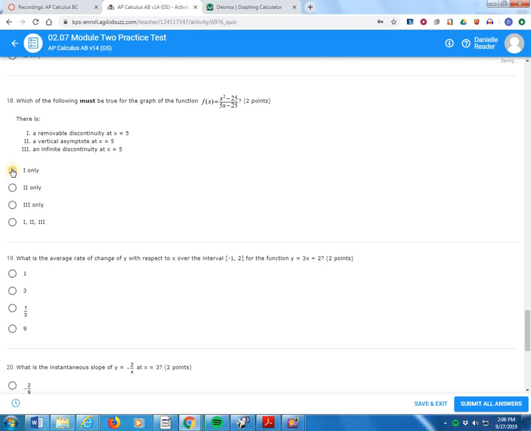x plus 5, x minus 5, and then you have 5 times x minus 5. So the 5 cancels. That's removable. It's not an asymptote, and it's not an infinite, so that would be it.